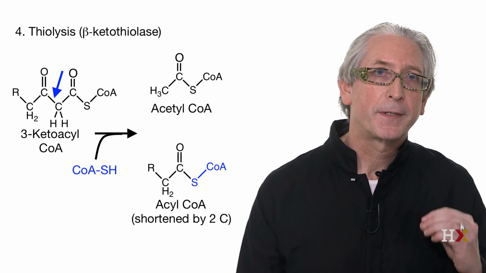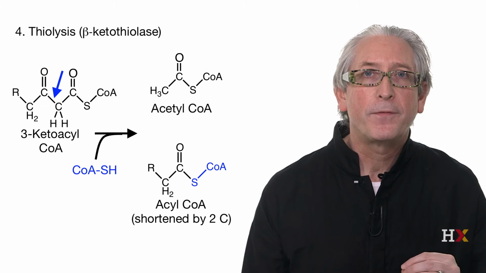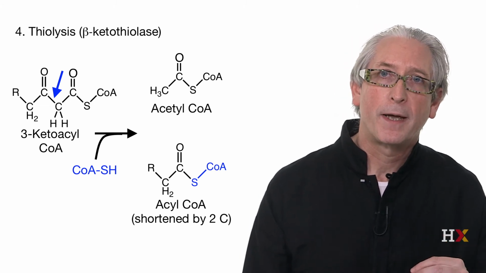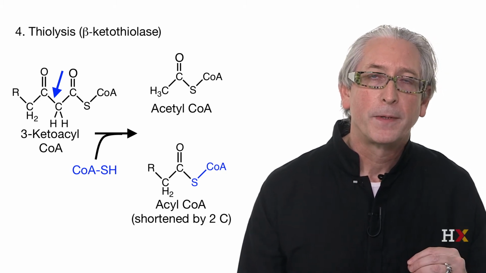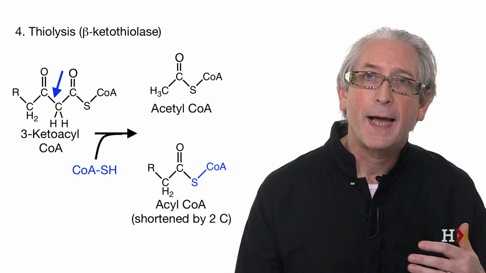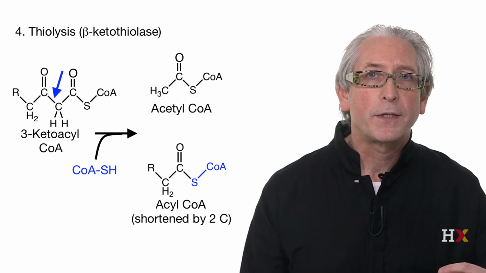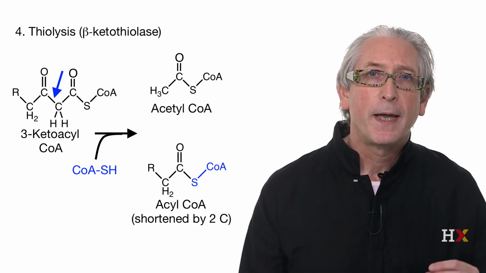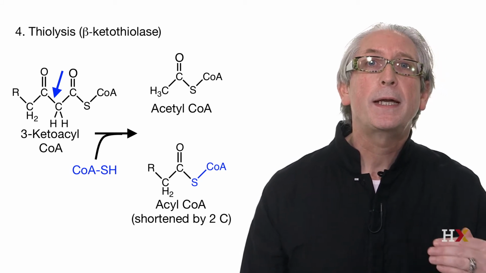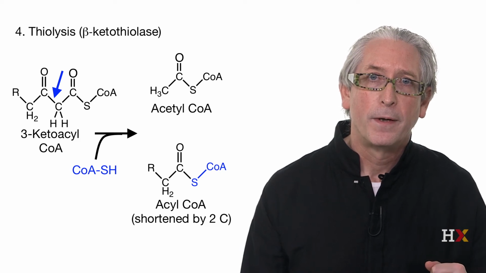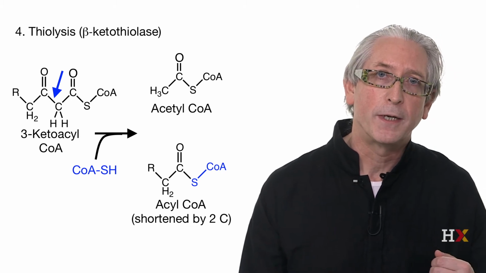In the last and 4th step, the enzyme called beta-ketothiolase catalyzes the cleavage of the 3-ketoacyl coenzyme A into 2 molecules at the site indicated by the blue arrow. The thiol group of an incoming coenzyme A is involved in the cleavage. The result is the release of a molecule of acetyl coenzyme A and the attachment of the remaining fatty acid, shortened by 2 carbons, to the incoming coenzyme A molecule. This shorter acyl coenzyme A can now undergo a new cycle of beta oxidation.